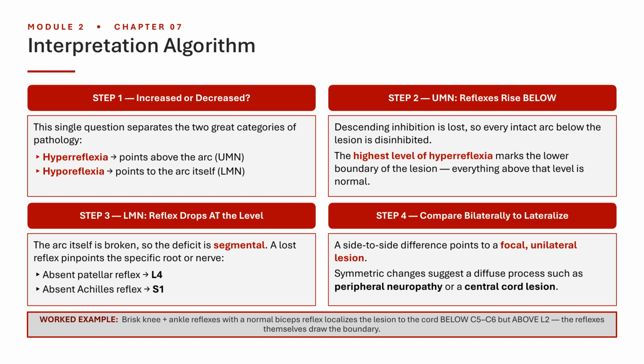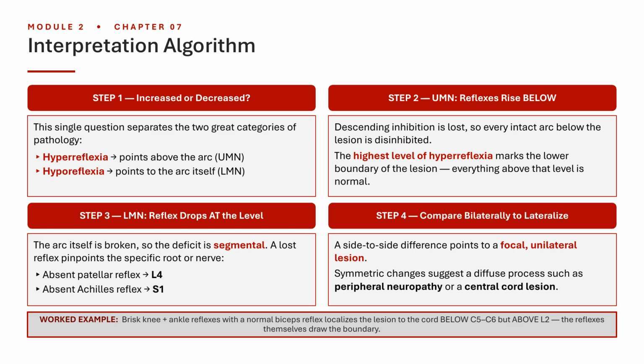Step 2. If hyperreflexia, the reflexes rise below the lesion. Here's why. Descending inhibition from the corticospinal tract is lost. Every spinal reflex arc below the damaged level is now disinhibited. The highest level of hyperreflexia marks the lower boundary of the lesion. Everything above that level has intact corticospinal input, and those reflexes are normal.